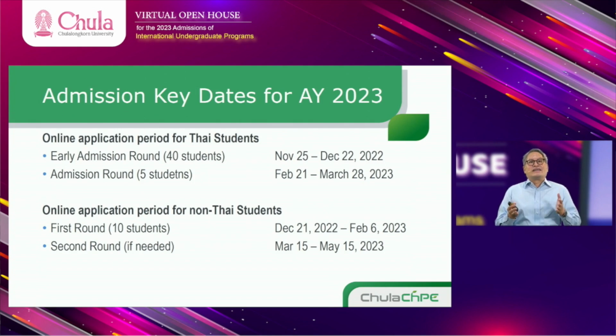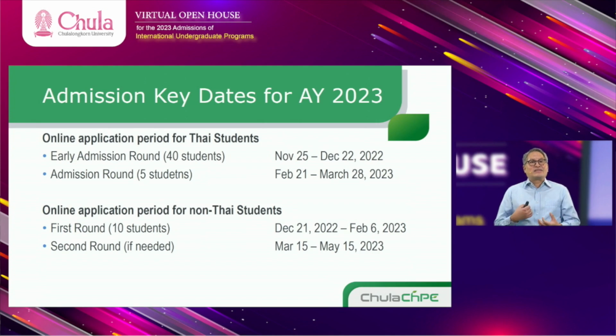So these are the key dates for admission for academic year 2023. For Thai students, in the early admission round we're going to admit 40 students, from November 25th to December 22nd of this year. The second round will take the leftover or rollover number plus 5 students. That will run from February 21st to March 28, 2023.